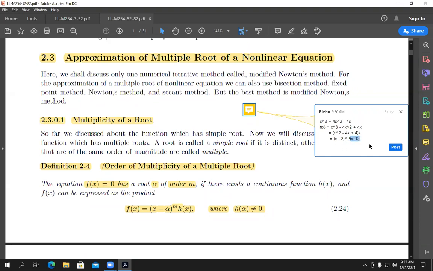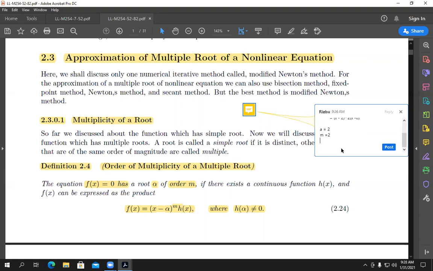Now, what is your alpha, please? Alpha is 2. And what is your m? m is 2. So this is the way you can find it. Of course, when you see this, it has 3 roots. One root is 0, which is a simple root. Another is 2, and it is a multiple root, repeating 2 times. So we have 3 roots: 0, 2, 2, but 2 is a multiple root.